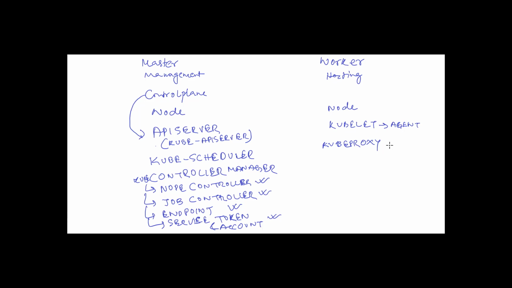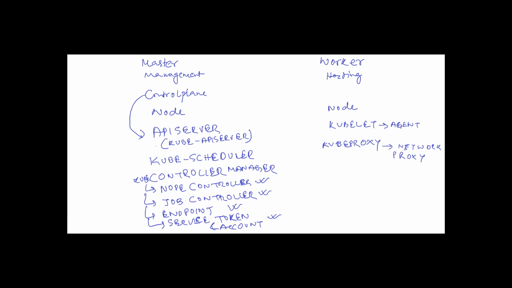And as the name suggests, kube-proxy is a network proxy agent which implements the network rules on each node, and it is responsible for any network communication internal to the cluster as well as external to the cluster.